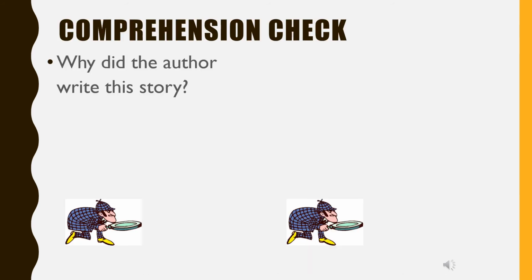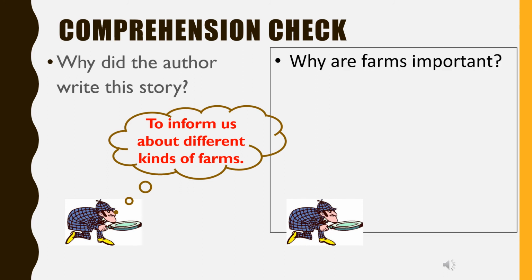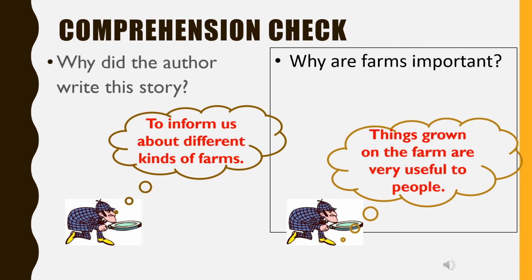We're going to do a quick comprehension check just to make sure you understood the story. Why did the author write this story? The author wrote this story to inform us about different kinds of farms. Why are farms important? Farms are important because things are grown on the farm that are very useful to people.